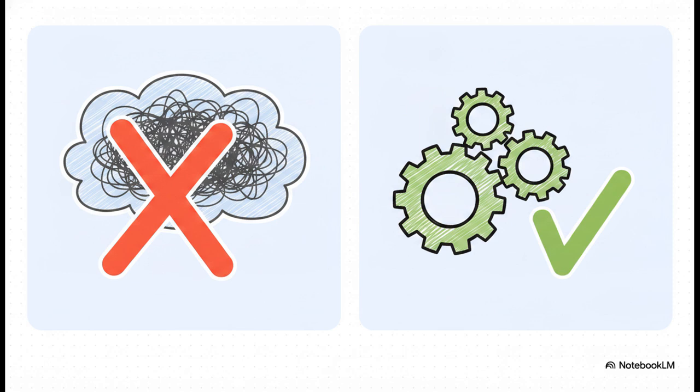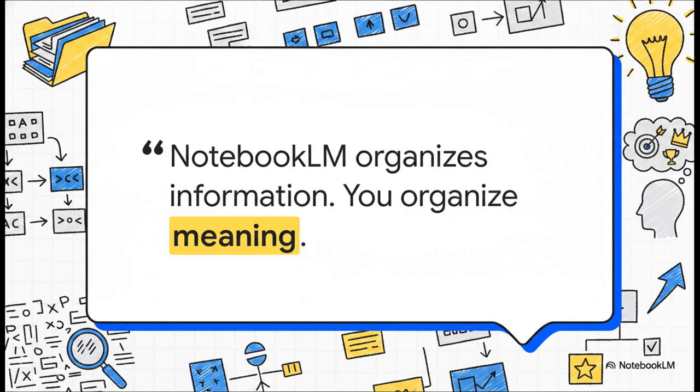Take a look at this comparison. Saying, summarize these documents is vague. It's asking for compression before you've even done any discovery. A much better request would be something like, compare the selected reports, identify agreements, and cite evidence. You are actively commanding the system on exactly how to process that evidence. And I think that brilliantly illustrates our next core idea. NotebookLM organizes information, but you organize meaning.